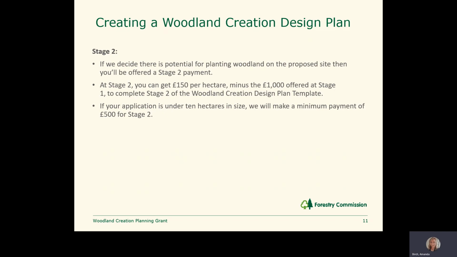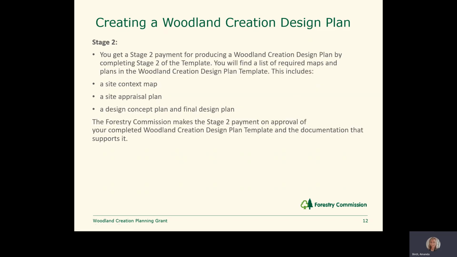You will get the Stage 2 payment for producing a Woodland Creation Design Plan by completing Stage 2 of the template. You will find a list of required maps and plans in the Woodland Creation Design Plan template, and this includes the site context map I mentioned earlier, a site appraisal plan, a design context plan, and a final design plan. The Forestry Commission makes the Stage 2 payment on approval of your completed Woodland Creation Design Plan template and the documentation that supports it.